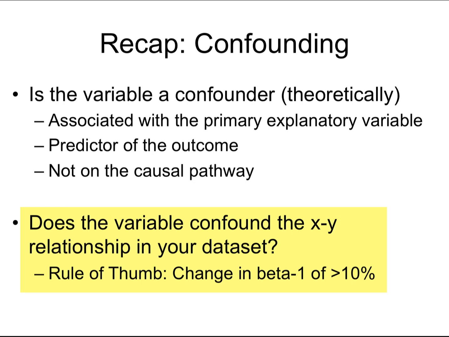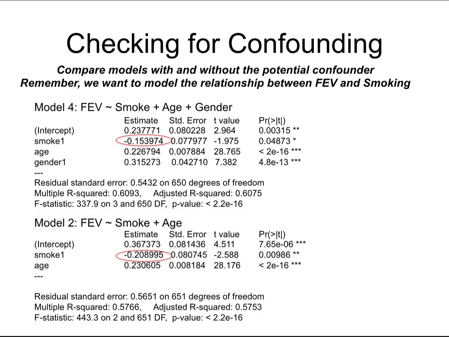The next thing to check is if gender confounds the XY relationship statistically in your dataset. Remember, the rule of thumb is that if there is greater than a 10% change in beta 1, the slope for your primary x variable, when you add the potential confounder to your model, this suggests that the variable is a confounder. We've said that theoretically it would make sense for gender to confound the association between smoking and FEV. So let's see what happens when we add gender to our model from the last tutorial that included age and smoke as predictors.